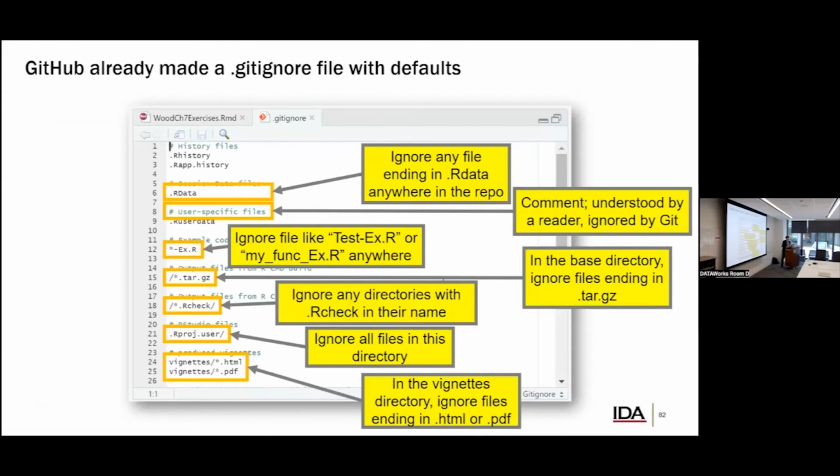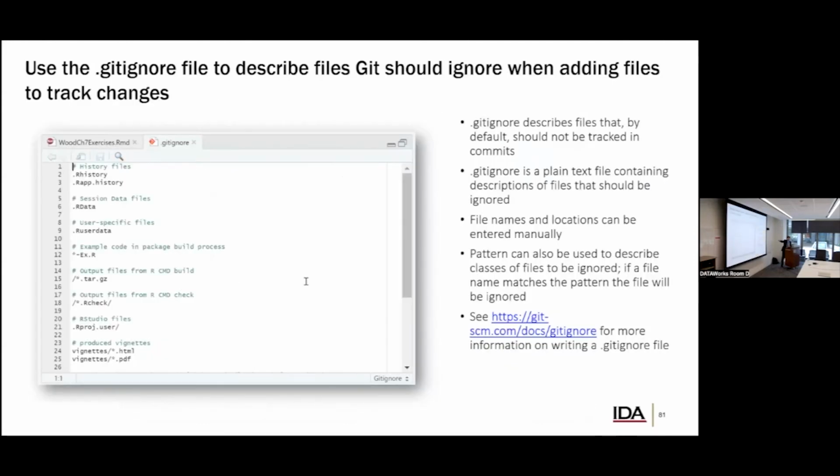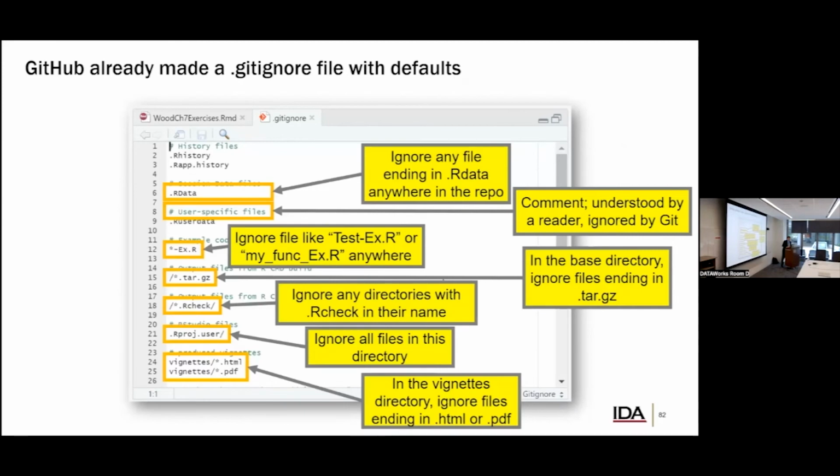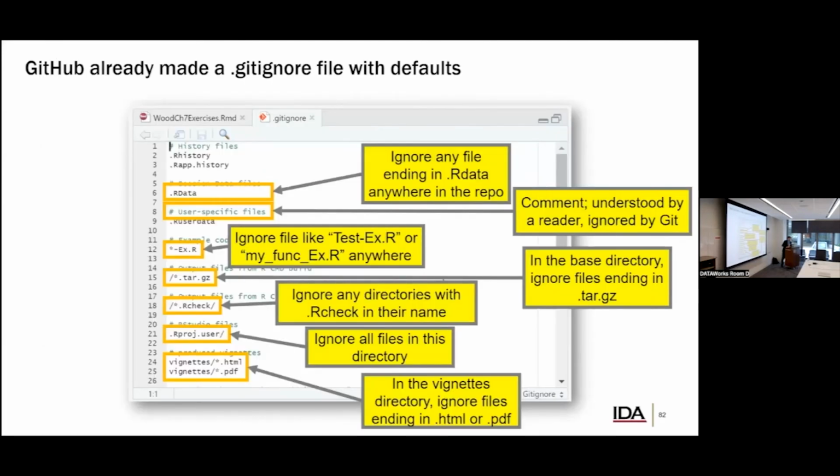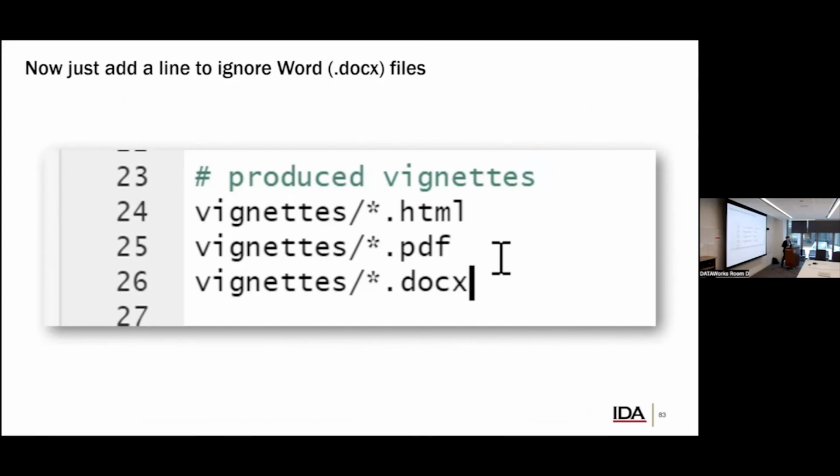Regular expressions are rather difficult. There is some documentation that you can look at if you want to get really clever, and I do encourage you to get really clever. It keeps things clean. What I really want to do right now is, there is a pattern here where it starts out with just ignore files that are in the vignettes folder that end in HTML or in PDF because that's usually a generated file. We're just going to add docx to that list.